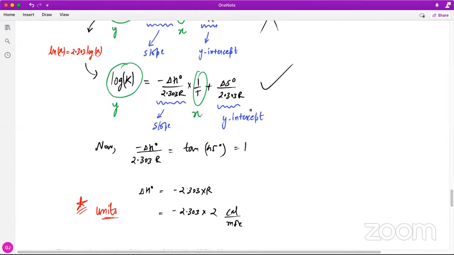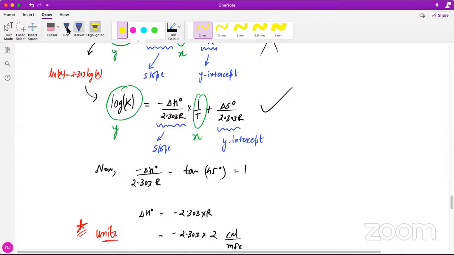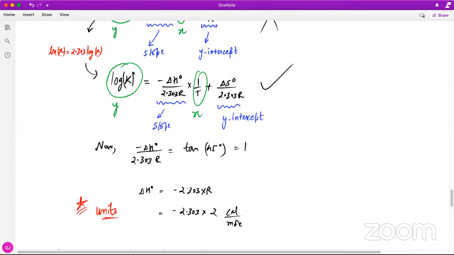ठीक है. समझ में आया ये? Sir, why is R 2? तो R का आपने कैलोरी पर मोल में लिया ना. हाँ. So he asked why is R 2? R 2 because options कैलोरी में दिए हुए थे ना. तो R का वैल्यू कैलोरीज के यूनिट में 2 होता है ना. Yes, sir.